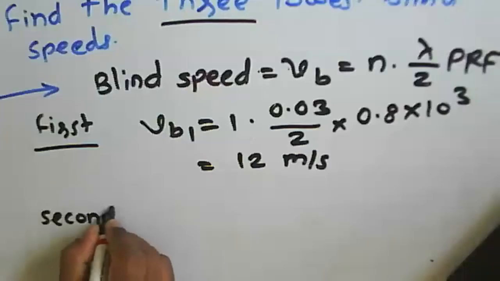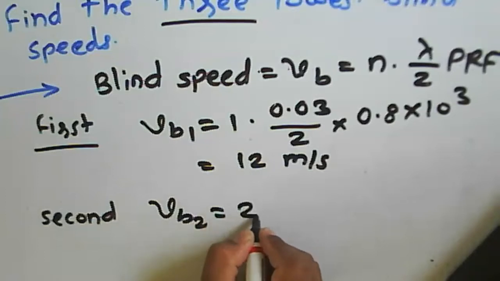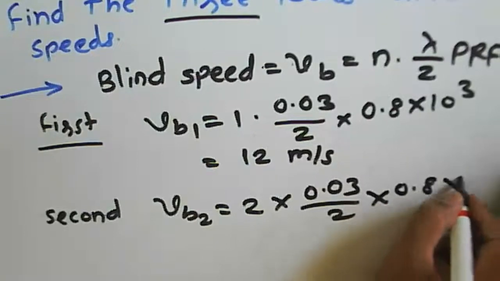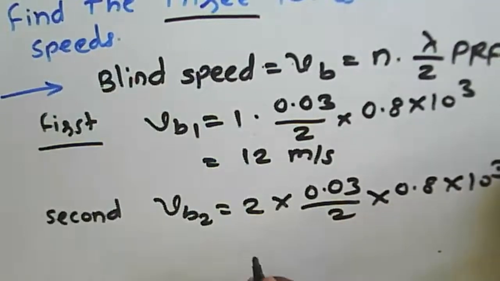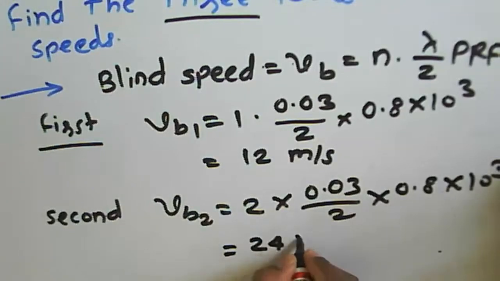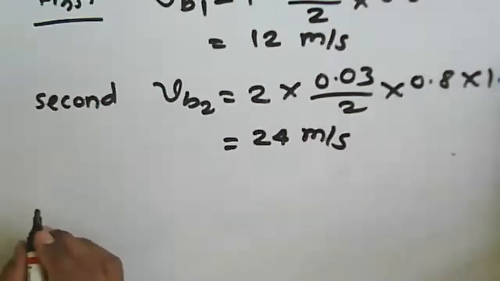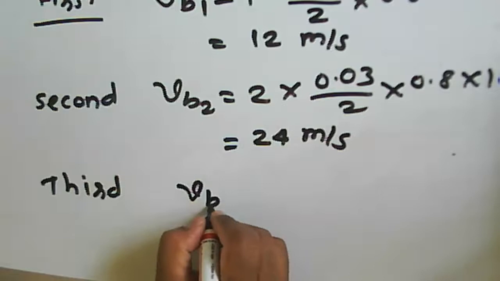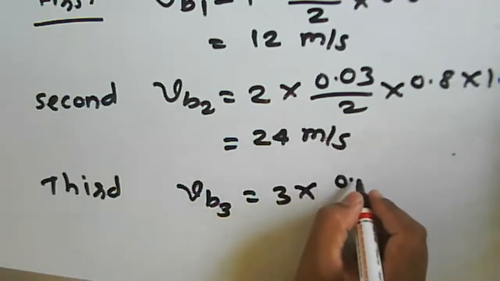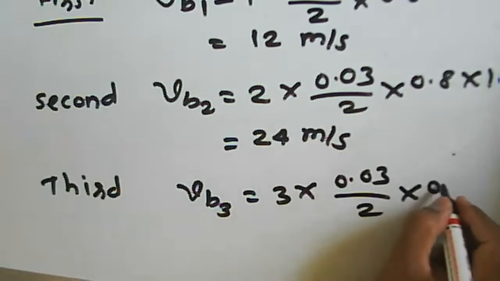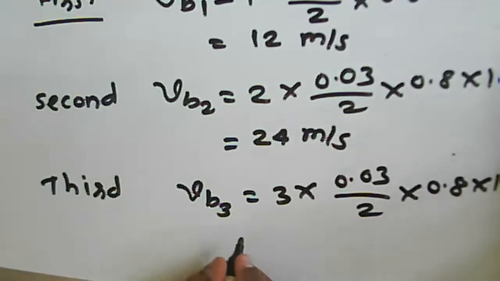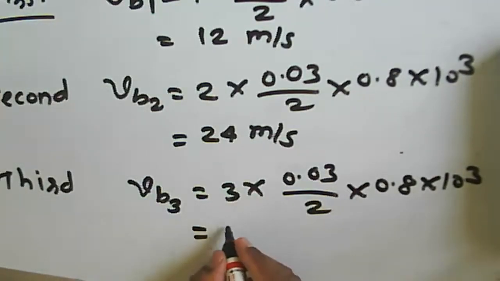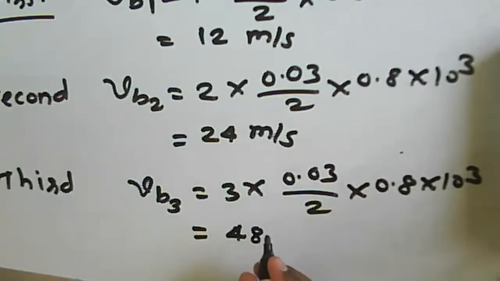Similarly we can find the second. VB2 is equal to 2 into 0.03 divided by 2 into 0.8 into 10 to the power 3. So 12 into 2 is 24 meters per second. Similarly for the third, VB3 is equal to 3 into 0.03 divided by 2 into 0.8 into 10 to the power 3, so the third blind speed will be equal to 36.